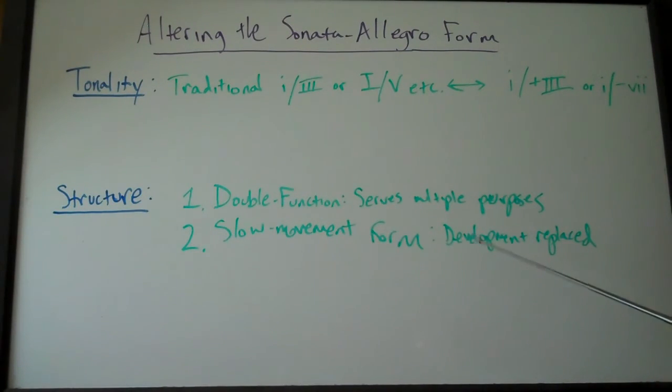The second example is by replacing the development section with a short retransition back to the tonic. It's what we call a slow movement form. Orpheus is a good example. Liszt's symphonic poem Orpheus. It follows this pattern right here. So this is an overview of how we can alter Sonata-Allegro to our benefit. We'll get into more specifics in other videos.